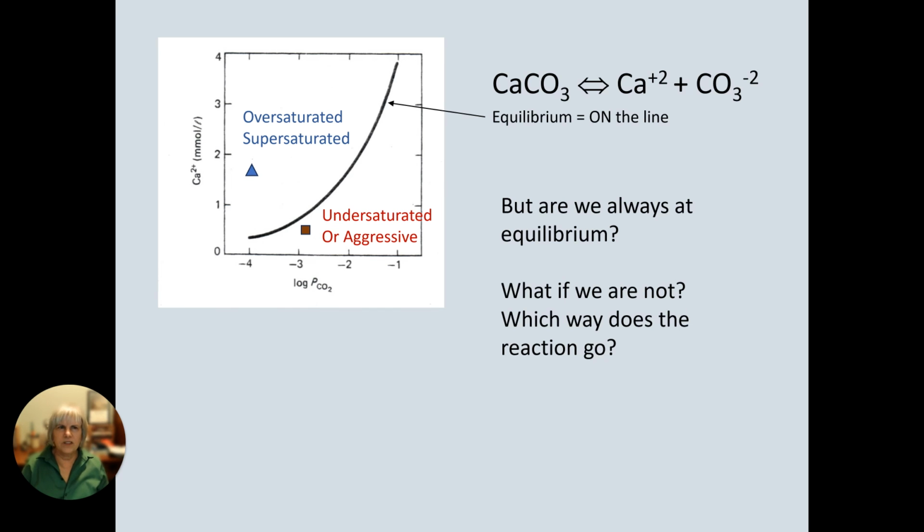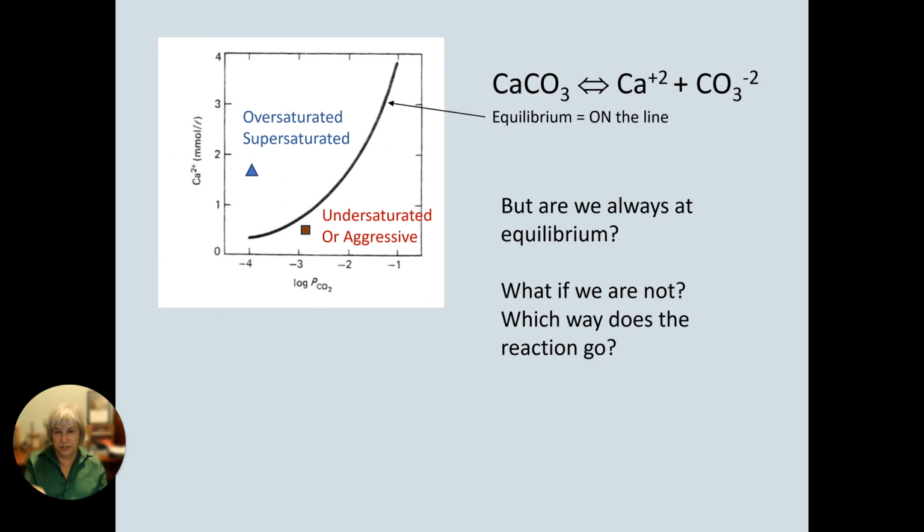So if I'm above the line, I have too much calcium to allow calcite to dissolve. I'm oversaturated. Well, if that's the case, then maybe I could precipitate calcite, and that could happen. It's oversaturated. That is, there's too many products for what we expect to see in our chemical reaction. So I'm going to drive my reaction back to the left. In our case, the red example here with the undersaturated, that water, there's not that much calcium in my water. So my water has the capacity to dissolve more calcite. So it's undersaturated. I like the term aggressive because it can aggressively attack the rock.